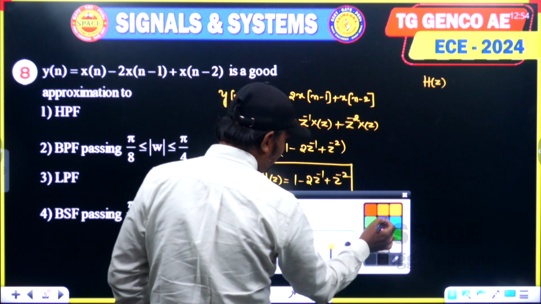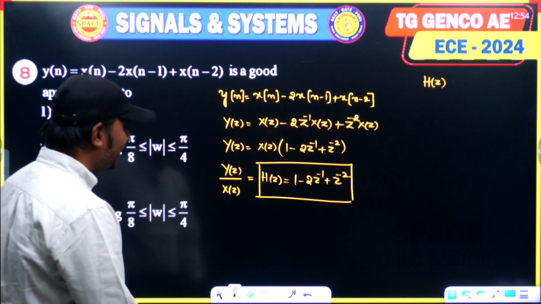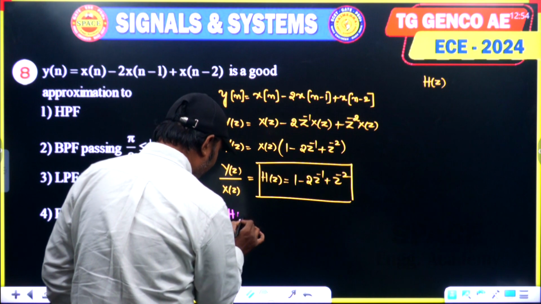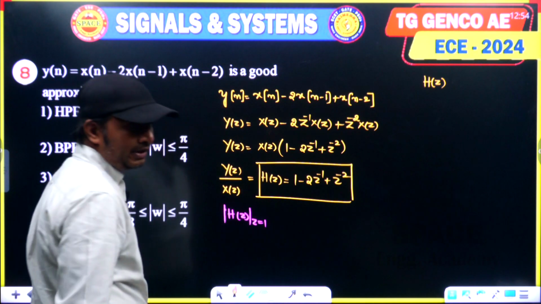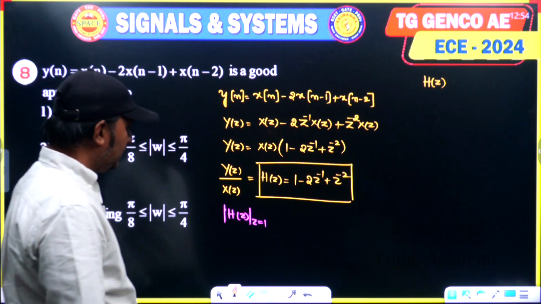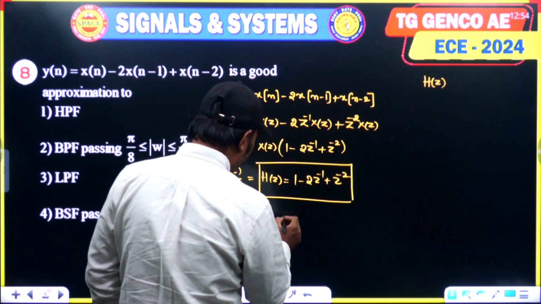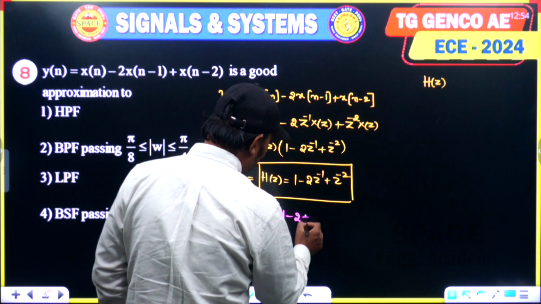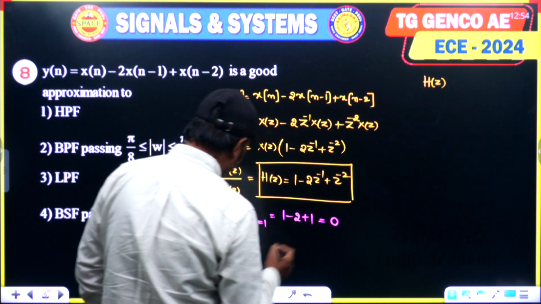Transfer function I got. Now from this transfer function, if I want the low frequency gain, it is given by magnitude of H of z at z equal to 1. So z equal to 1, if I substitute, what will happen? So it is 1 minus 2 plus 1, right? So it is simply 0. Low frequency gain is 0.